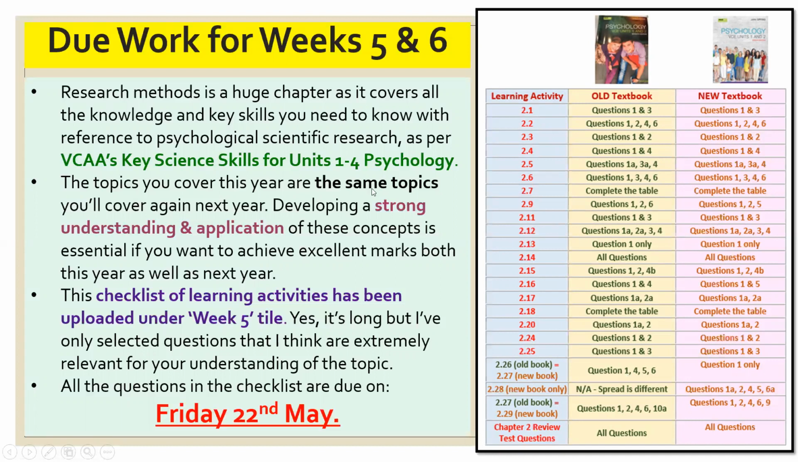Research methods is a really big chapter because it covers all the knowledge and key skills. If you've looked at your study design, you'll realize it has a section called VCAA's Key Science Skills, and each of your sciences in VCE has those skills. The key science skills we're going to go through in this chapter 2, research methods, are relevant for units 1 to 4. So you learn it this year and you're going to use it next year as well. It's literally the exact same topics you cover again next year.